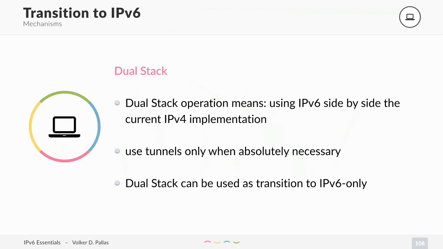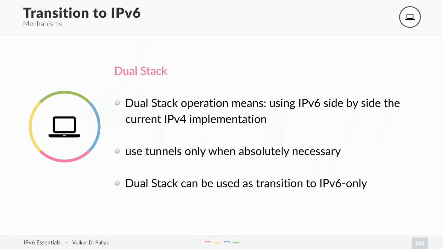Please only use tunnels when absolutely necessary, because tunnels are not nice and you don't want them. Tunnels reduce your MTU size, they limit your communication, and tunnels to the IPv6 internet are nice to try, but you don't want to use them in production.